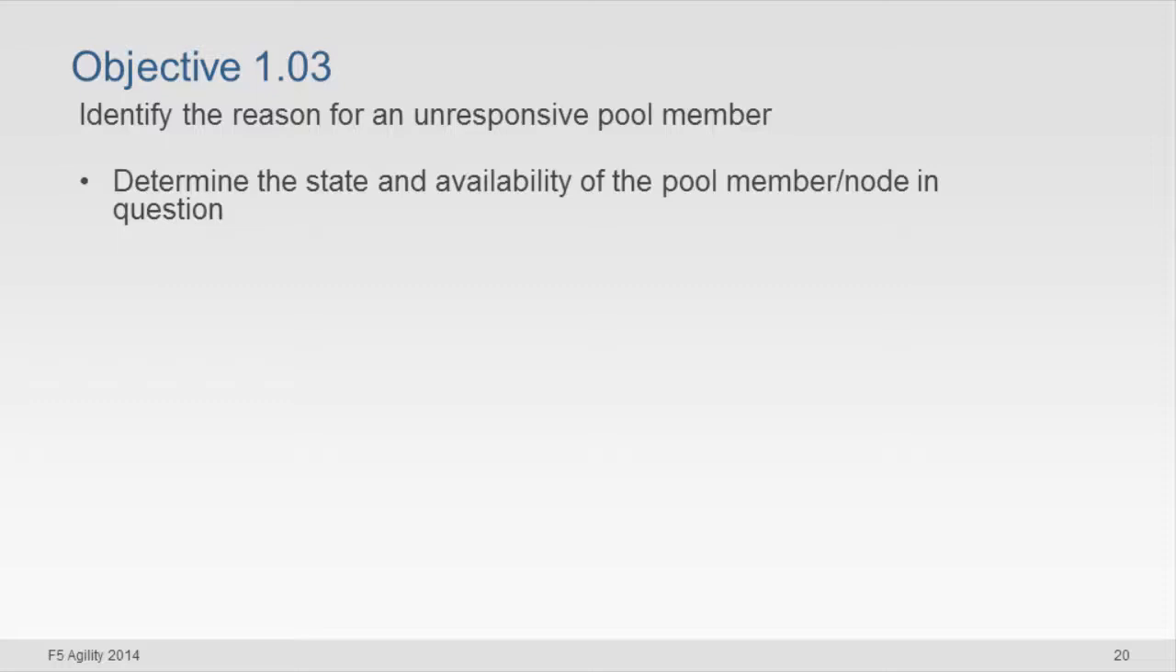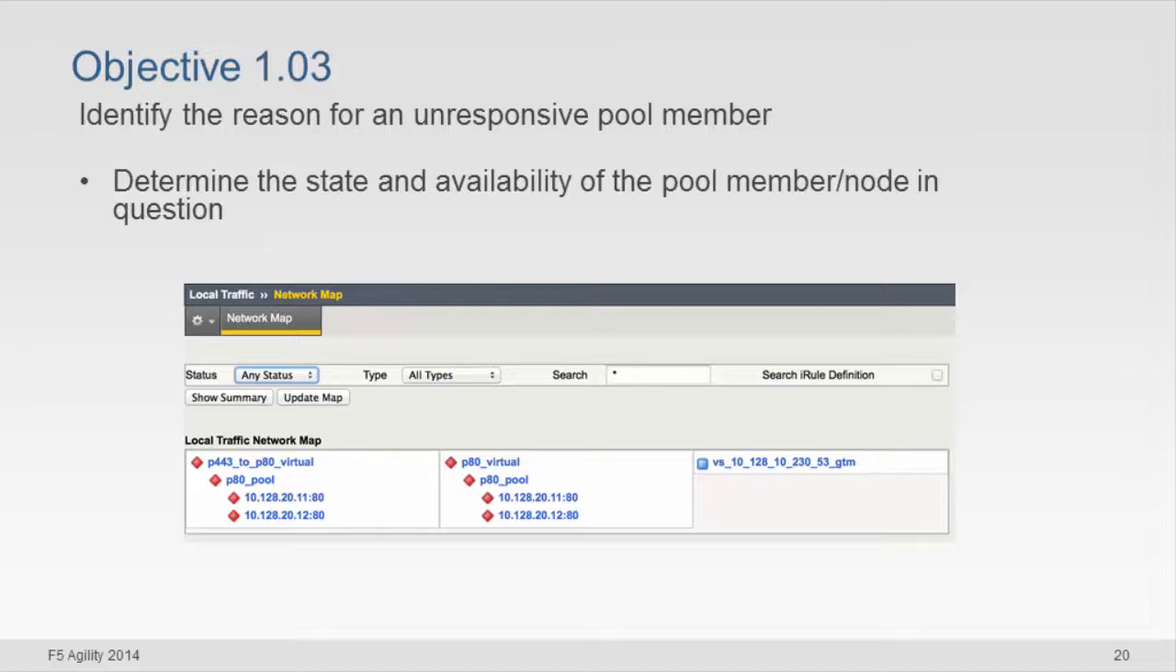Determine the state availability of a pool member node in question. Another way to do that is to look at the network map. If I'm in the network map and I can see that I've got a pool member down, I can see if I have 1 down, 2 down, how many I have down, and then on top of that, if everything is down, my pool will be down, like I've said before, and if the pool is down as an object, the virtual server will be marked down as an object as well that's using it.